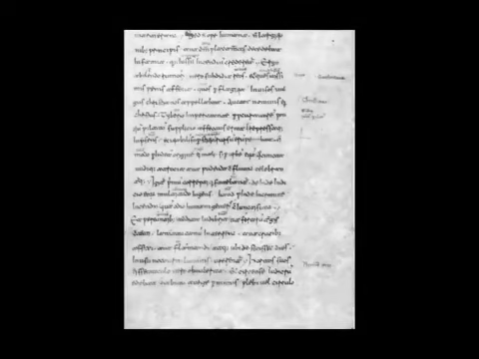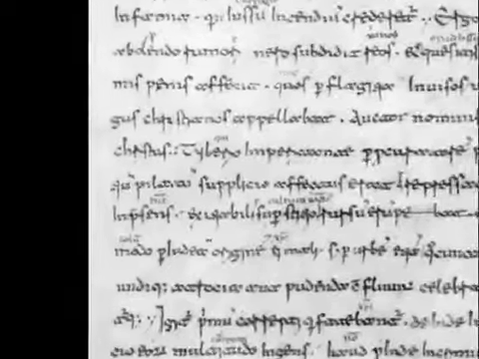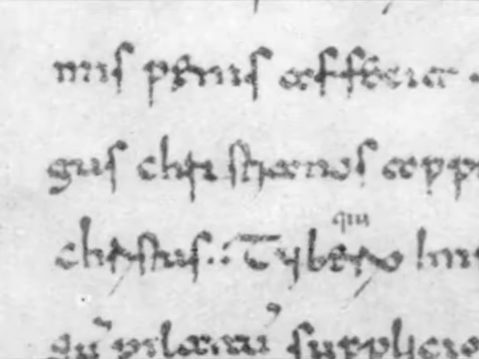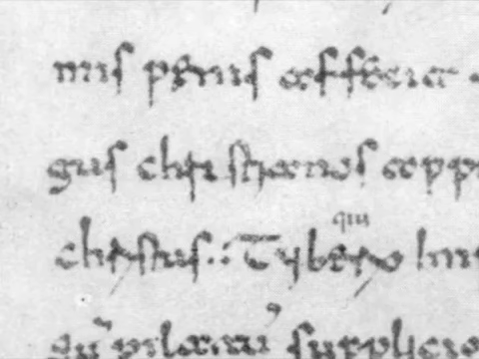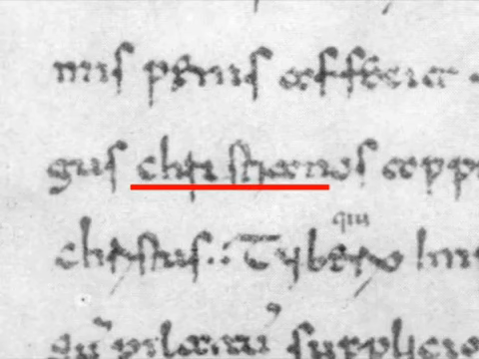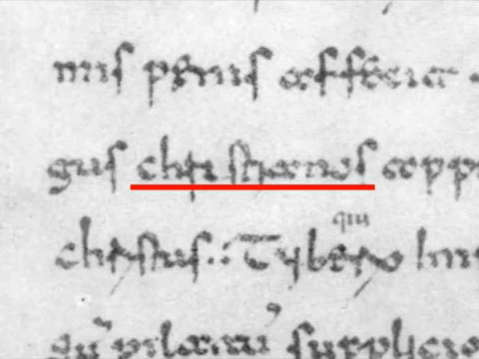This is a photo of the page from Tacitus's Annals that contains the passage in question. It's from the earliest known existing manuscript. Here you can see the word Christians, or as it is written here, Christianos. You can read the letters easily enough. Christianos. The S's look a little bit like F's.